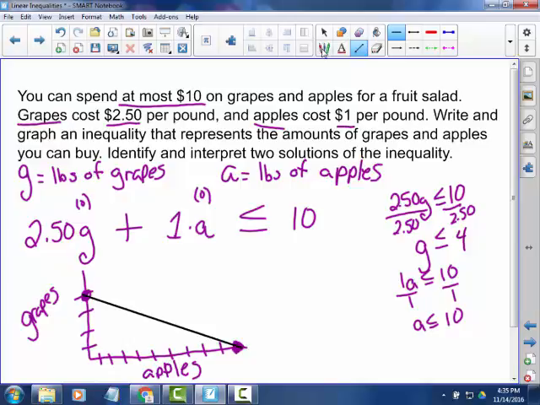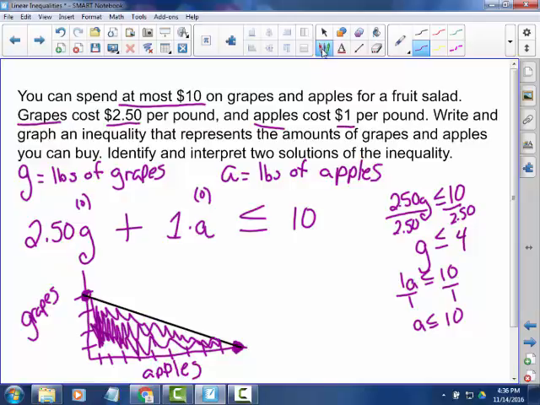Okay, now then we have to deal with the shading issue, right? Where do we shade? Do we shade above that line or below that line? Okay, well, let's think about this. If it is less than 10, where are the numbers less than our line? Well, they'd be below, right? So we would shade under our line. Okay. And I'm just showing this as a first quadrant graph because you're not going to have negative apples and negative grapes. That just doesn't make any sense.